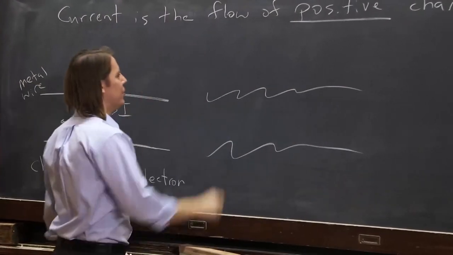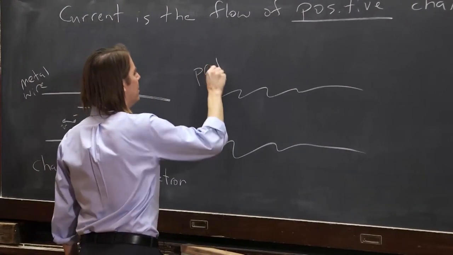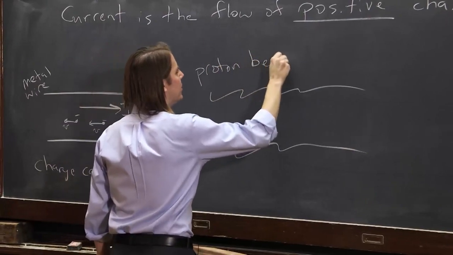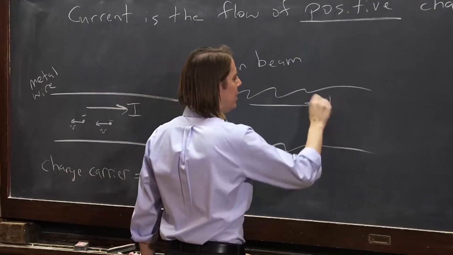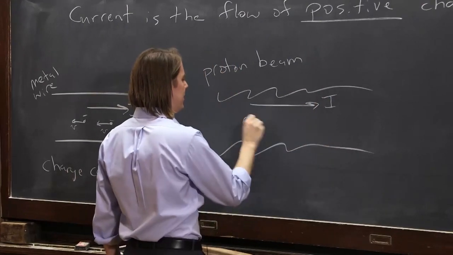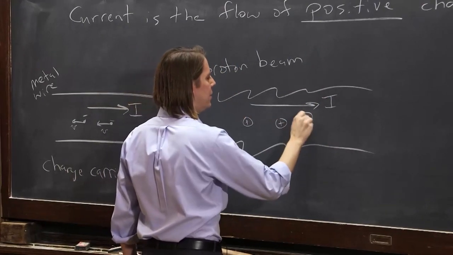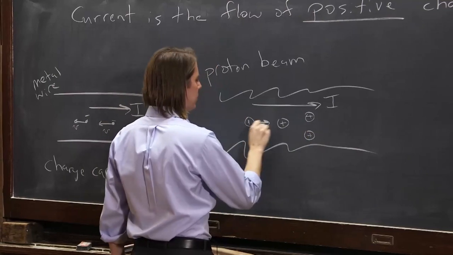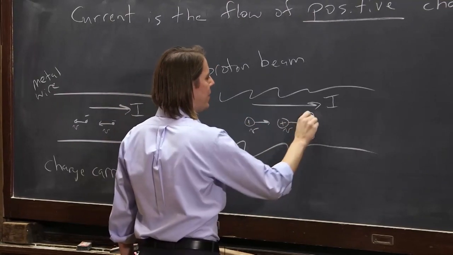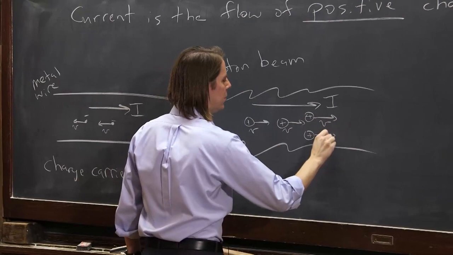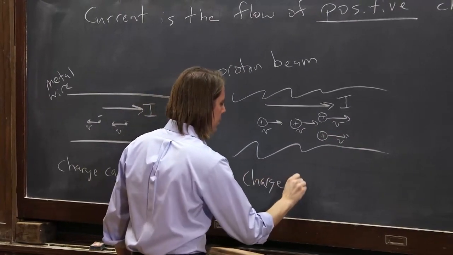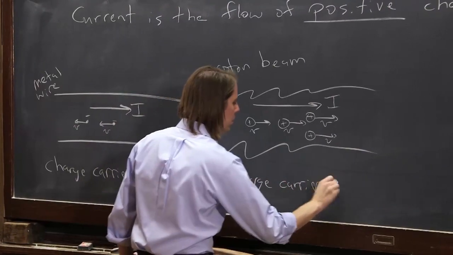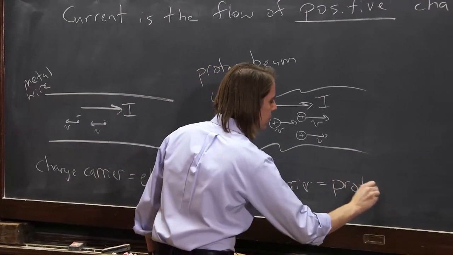But it doesn't always mean that's the case. You can have other kinds of current. Here, you can have a proton beam. That's a current. It can even be measured as a current. In a proton beam, you could say, here's I. Well, what's the velocity? It's going to be in the same direction as the current, because the charge carrier is a proton, and a proton is positive.